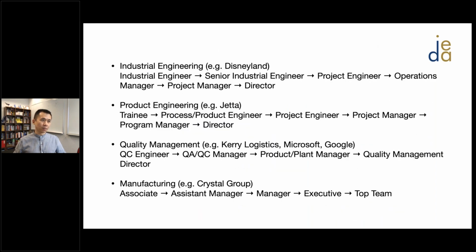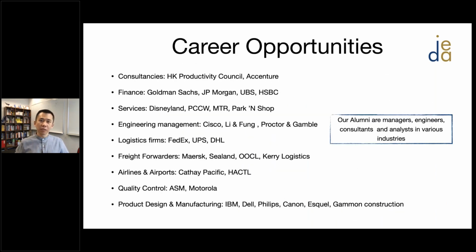So let me just go to this page, career opportunities. Because our area is interdisciplinary, according to historical data, our students went to a variety of industries. So these are data, okay? These are not speculation. Our students get consultancy jobs at, for example, Hong Kong Productivity Council and Accenture, which is a consulting company. They will go to the finance industry, service industry, engineering management industry, logistics industry, and so on and so forth. You can check this out in my YouTube talk.